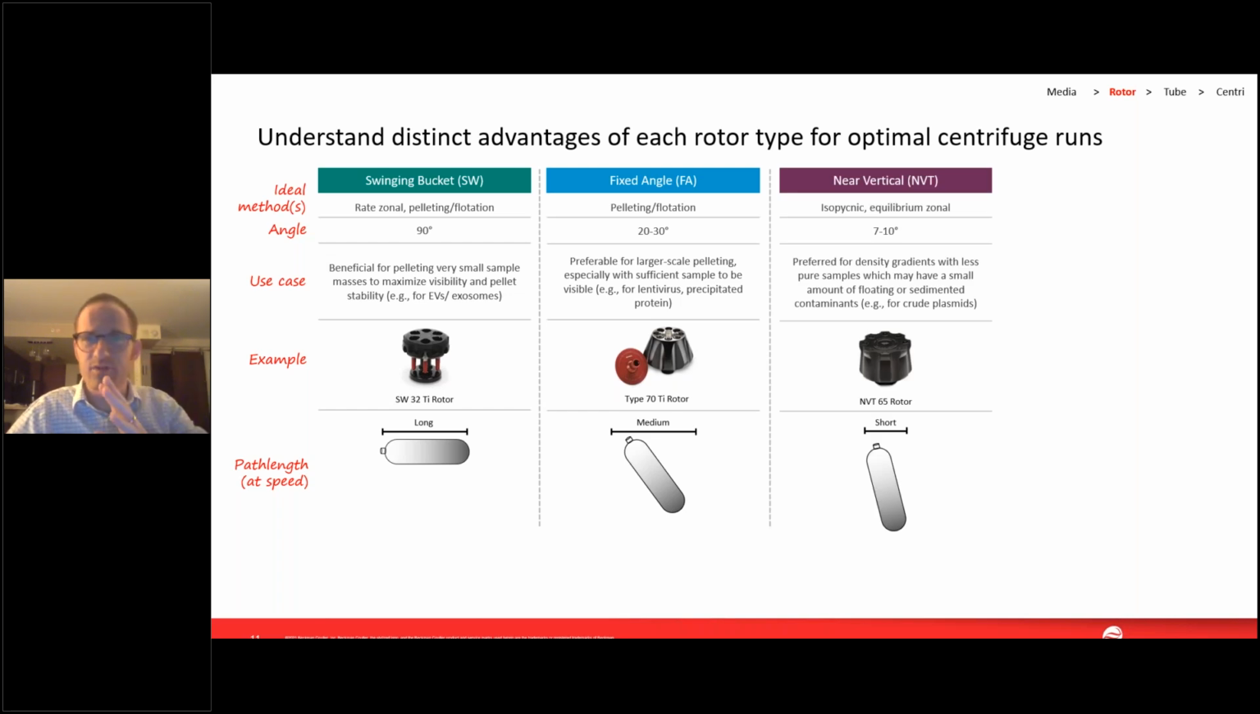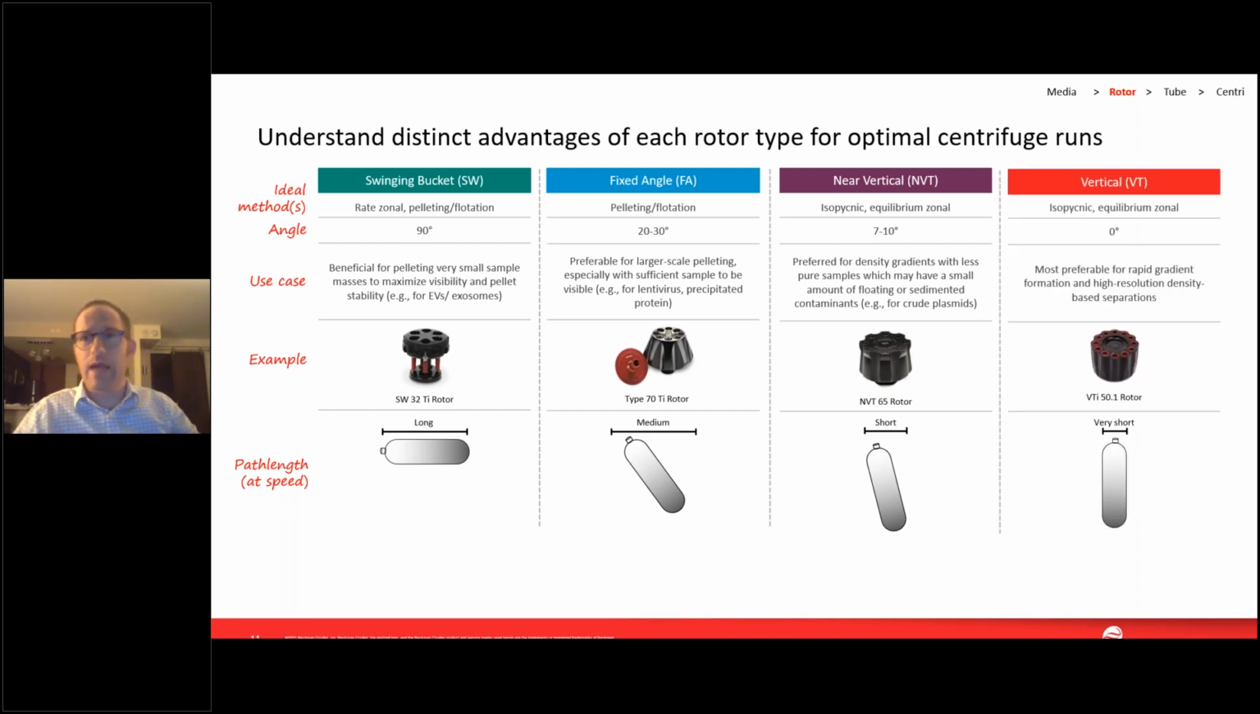Kind of moving in this direction, there's the near vertical, right? Now you're getting extremely close to vertical, so the run times are getting very, very short. It's not great for pellets because you don't get as good of an area to collect the pellet, but you can clear out contaminants. So this is very useful for purifying, for example, crude plasmids.